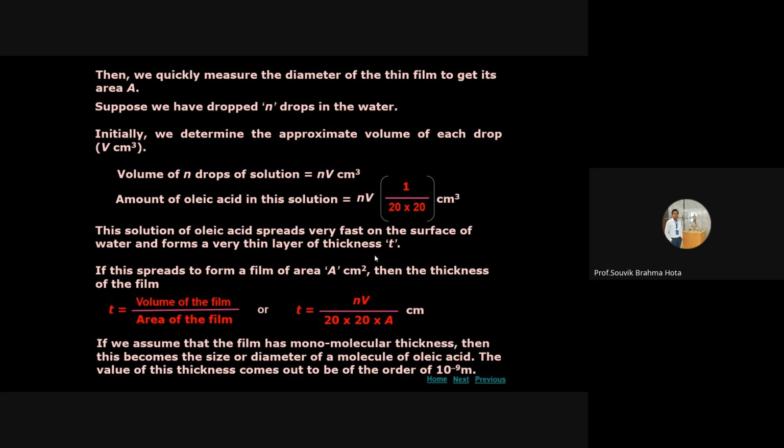So if we assume that the film has monomolecular thickness, monomolecular I said, one molecule side by side, then the thickness of the layer is nothing but basically the size or diameter of the molecule. Okay, so in that way you can basically find it out.